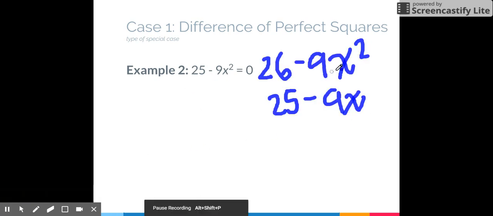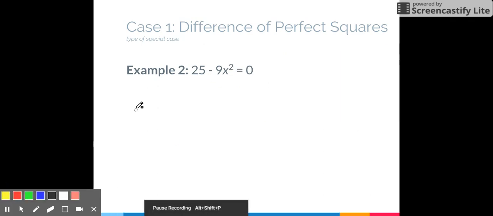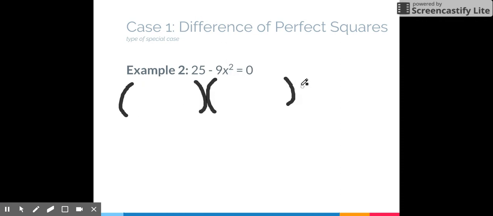Note that if you had something like 26 minus 9x squared, you couldn't use it because 26 is not a perfect square. And if you had 25 minus 9x, you couldn't use it because 9x isn't a perfect square, because x times x would give you x squared. So we can't use that either. So again, we're going to set up our two groupings. We know we're going to have two groupings set equal to 0 in this case, with a plus in one and a minus in the other. And it really doesn't matter which one has the plus or the minus.